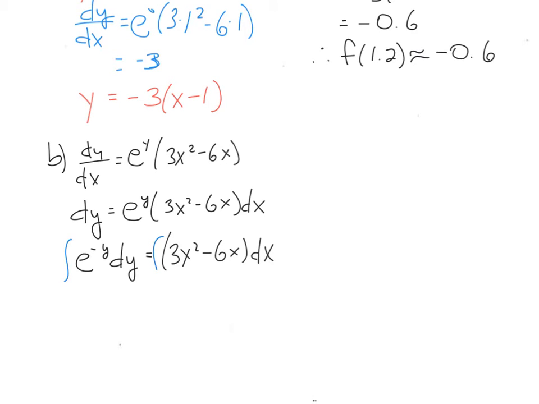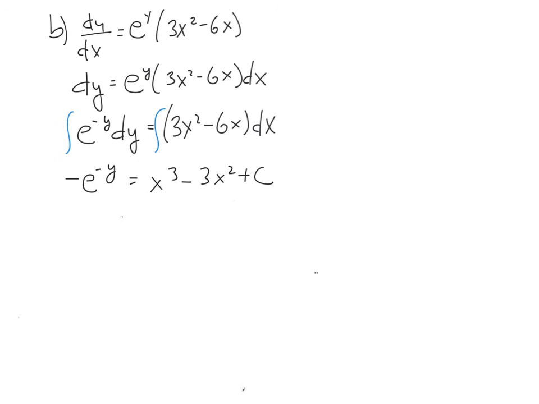And then we will integrate both sides. Here we'll get negative e to the negative y is x cubed minus 3x squared plus c. And it's at this point that I'm going to use that point (1, 0) to find the value of c. So negative 1 equals 1 minus 3. So c is equal to 1.